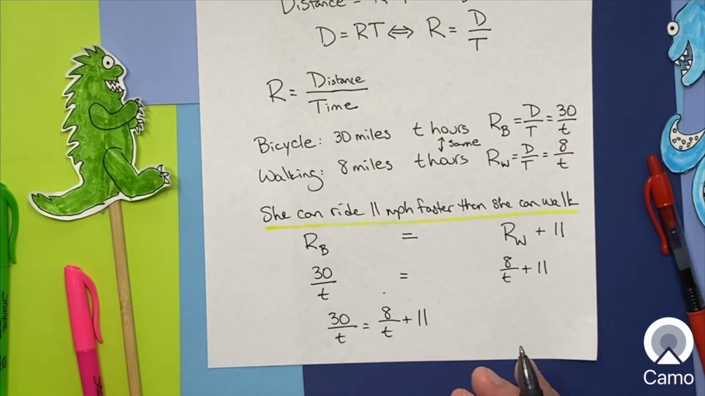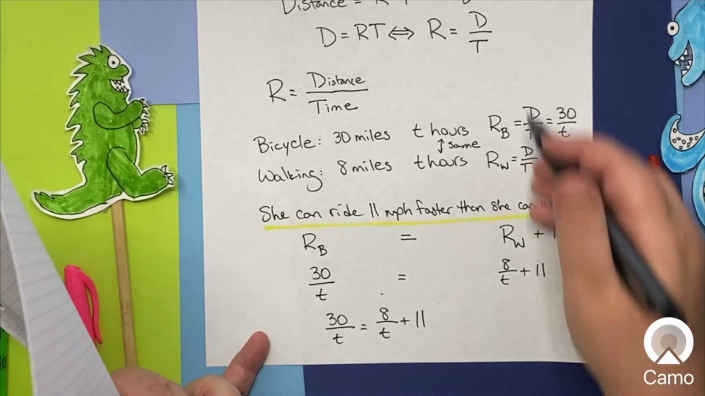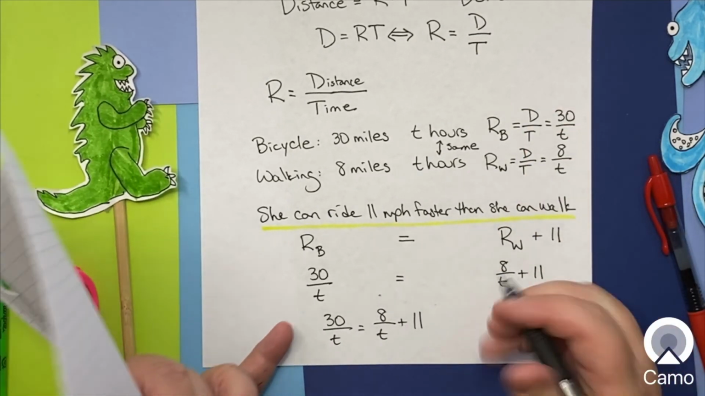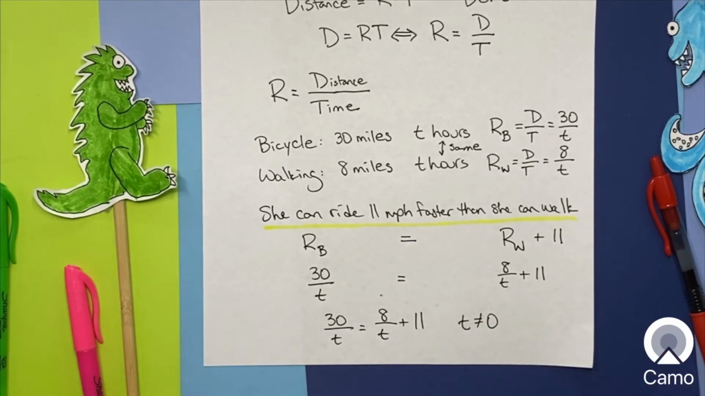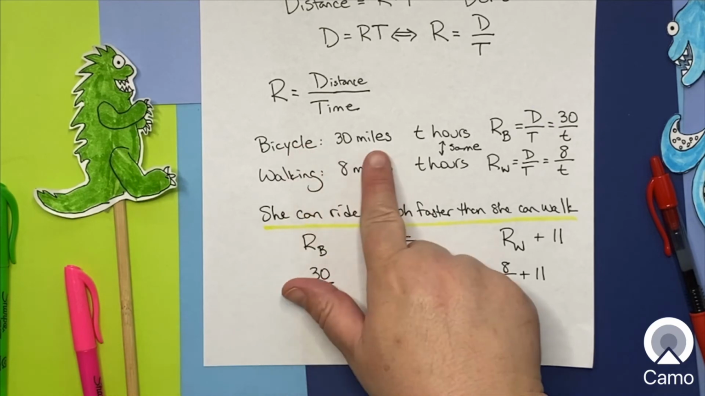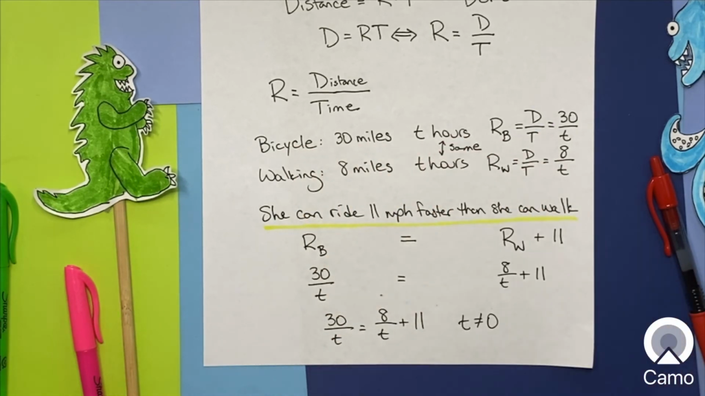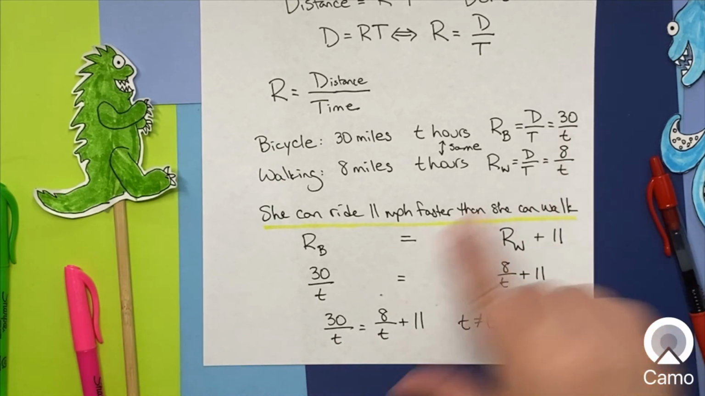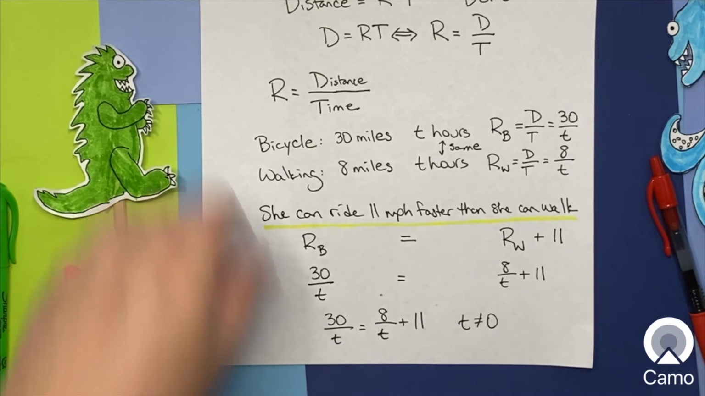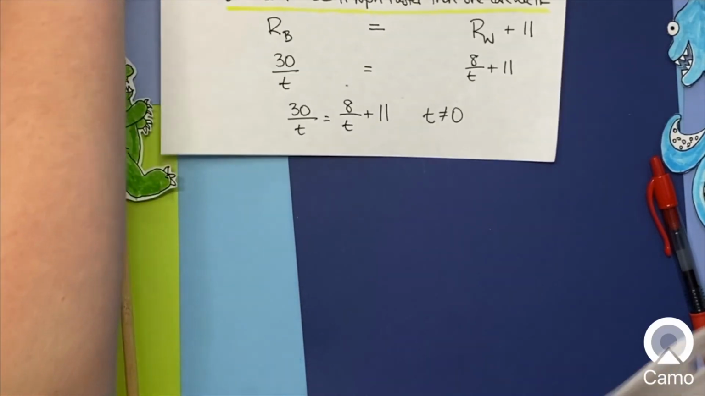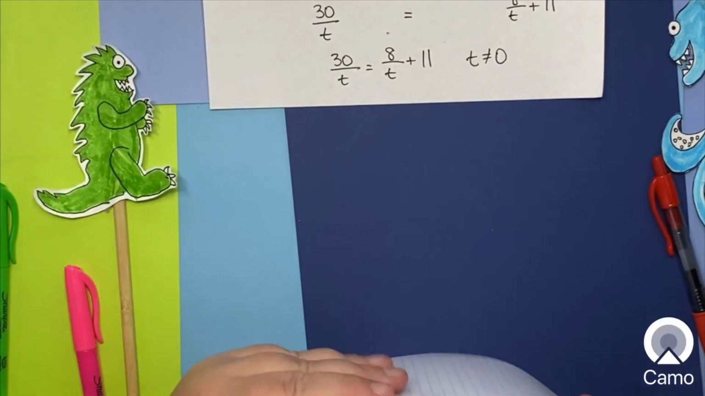So let's stop here for a moment and say, okay, in all of this, what has to be true? T better not be 0. So she can't bicycle 30 miles in 0 hours. Well, that makes sense. She's not teleporting. But T, since we've got it in the denominator, we're putting it in an equation, better not be 0. So there's one of my restrictions. And let's go ahead and see what we can do with this.